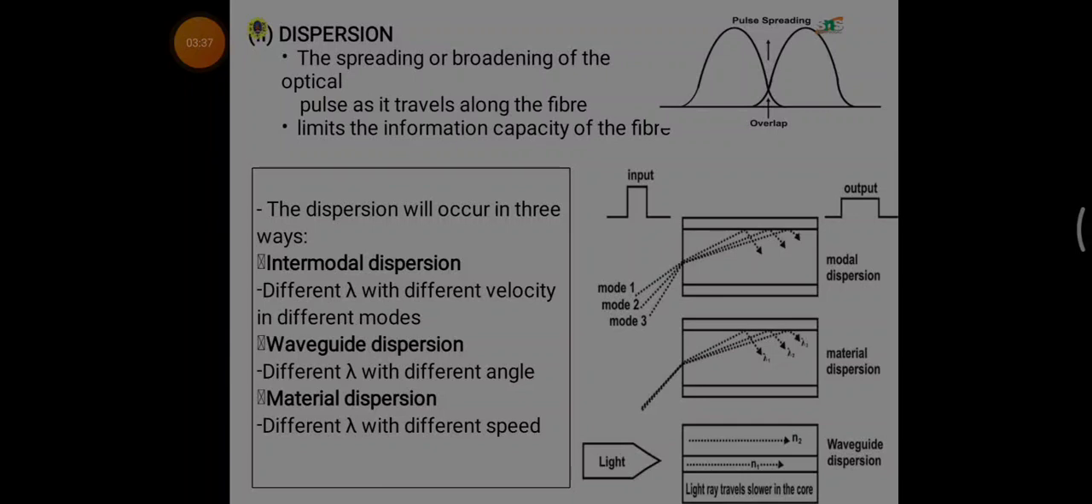Waveguide dispersion. So waveguide dispersion arises due to the guiding property of the fiber and due to the different angles at which they are incident at the core cladding interface of the fiber. So in general, intermodal dispersion is greater than material dispersion, which is greater than waveguide dispersion.